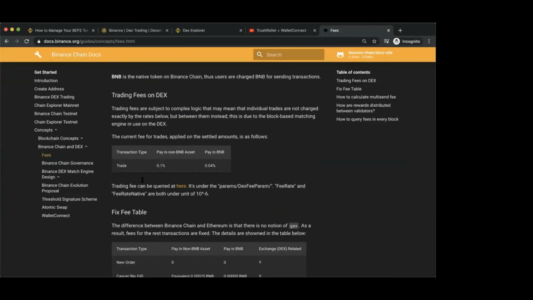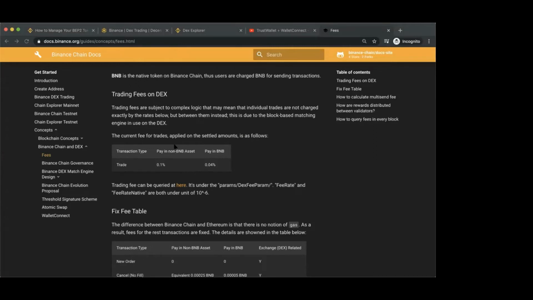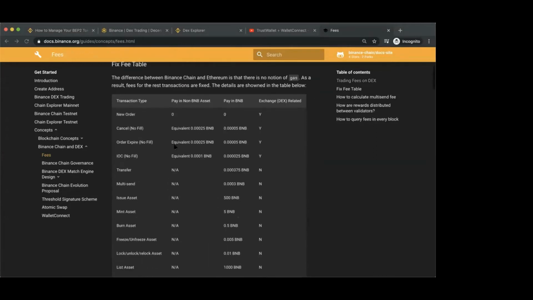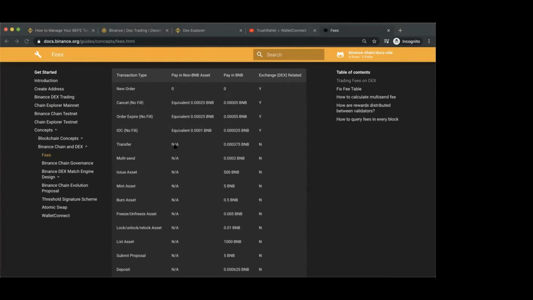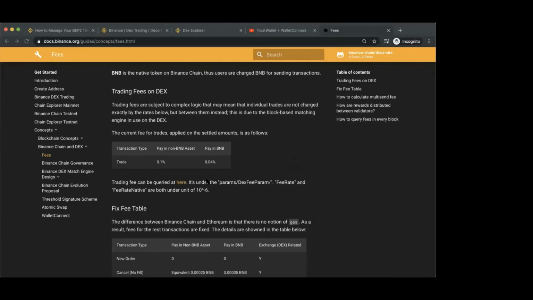Yes. To summarize, Binance Chain doesn't have the concept of gas, so the fees are static for all types of transactions. You can see the table here. But for the trading fees, it's a little different. You can pay your trading fees in BNB or other tokens.